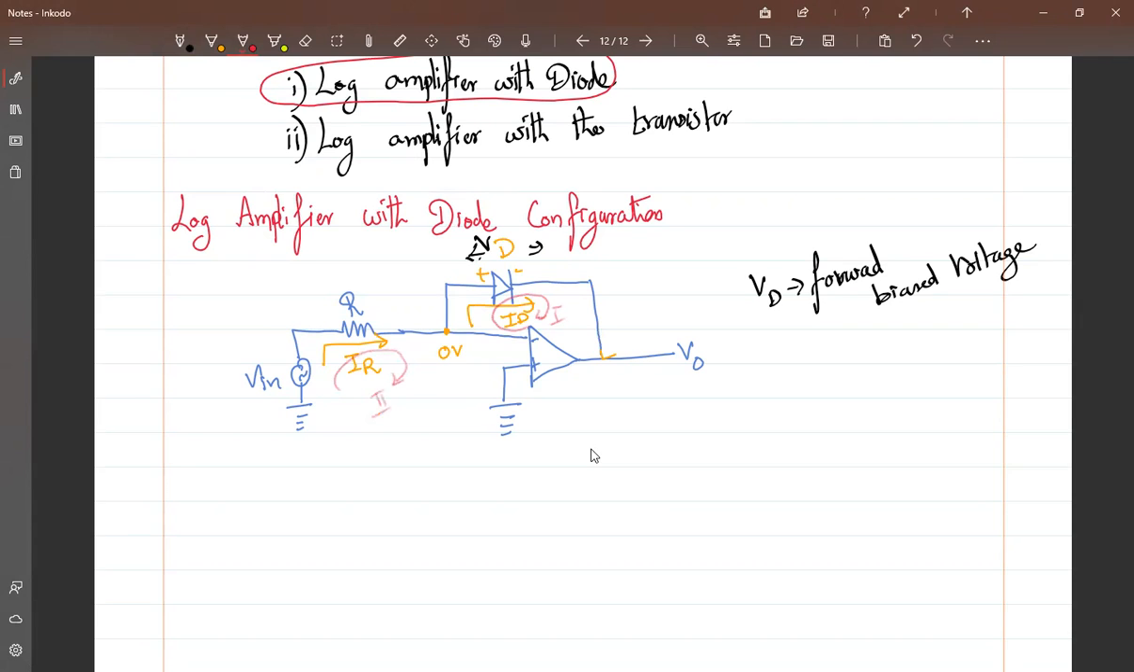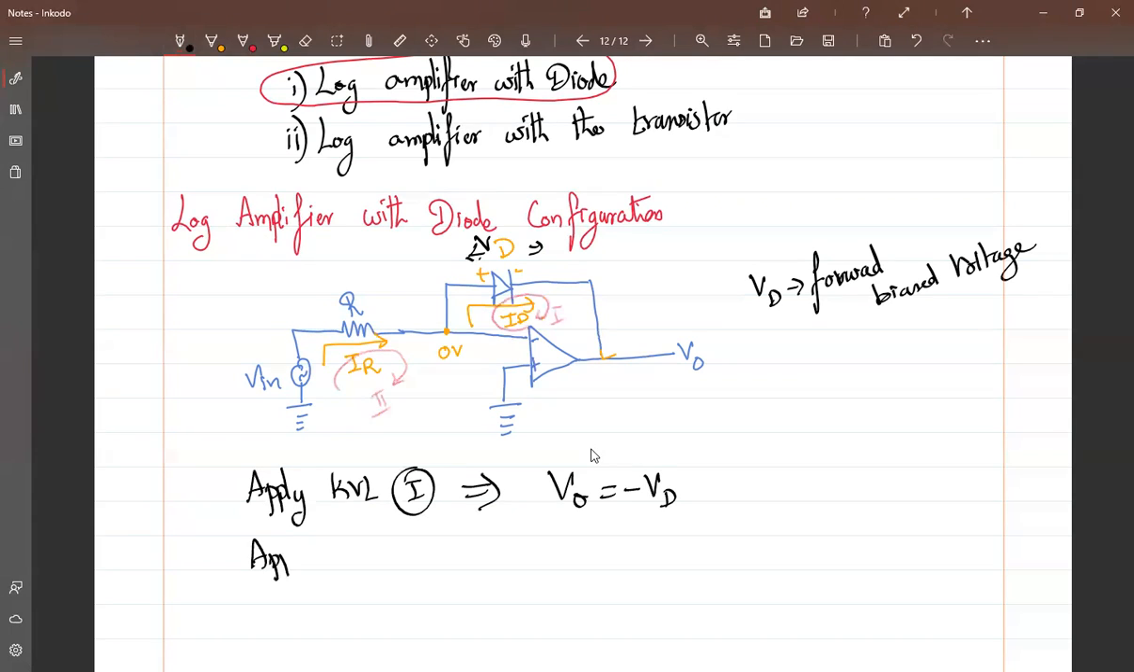Consider this is loop 1 and this is loop 2. In loop 1, apply the KVL. It's a closed loop. Apply KVL in loop 1 and you will get the equation. The corresponding output V naught is equal to minus VD. Negative, positive, negative. So V naught is equal to minus VD.